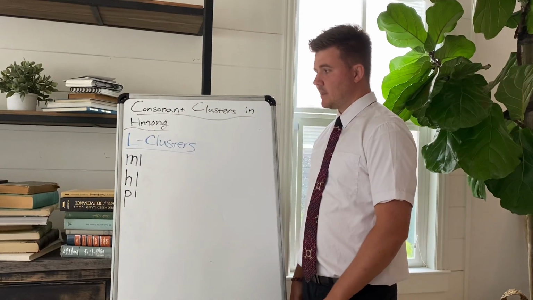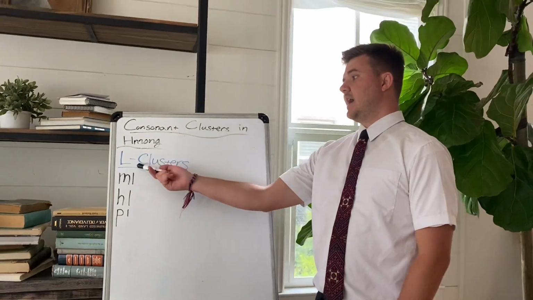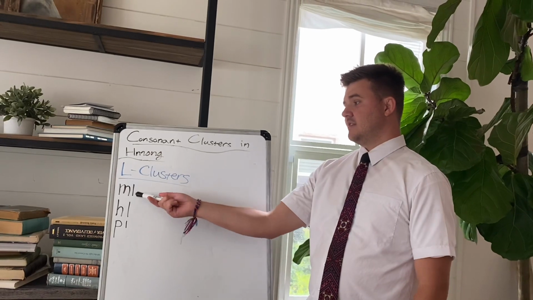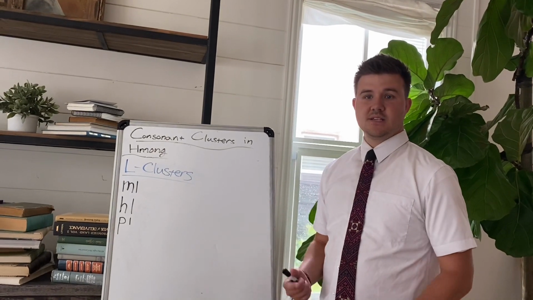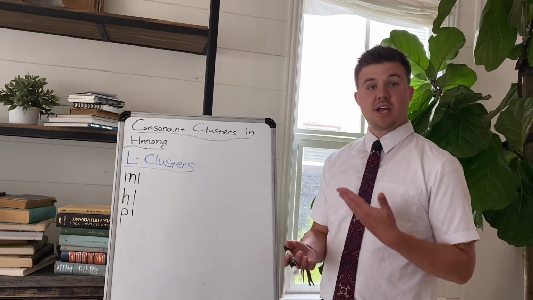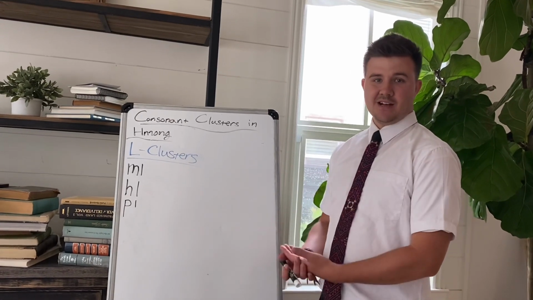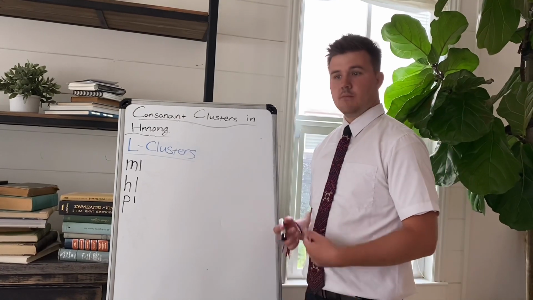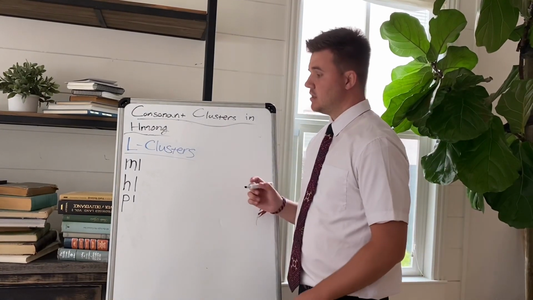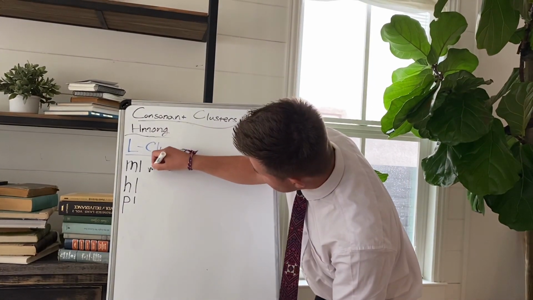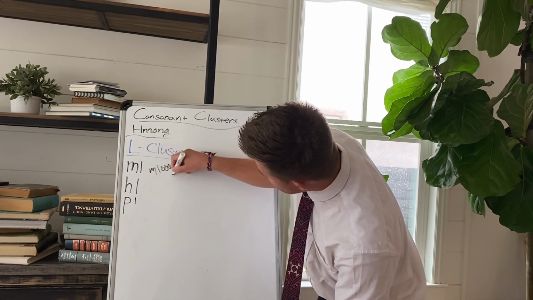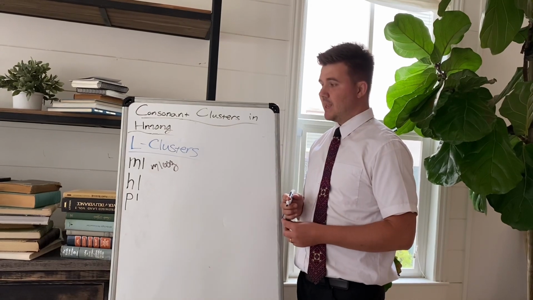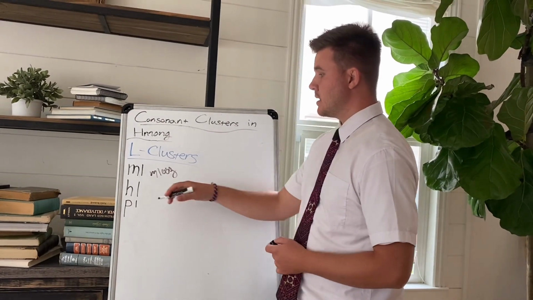Okay, the next set of clusters we need to learn are the L clusters, okay? Just like in these two letters right here, ML. It is exactly what it looks like. It is a consonant sound plus the L sound. So we have ML, which is mla, or mlaw, just like in the word mlong, okay? Mla, mlaw, okay?